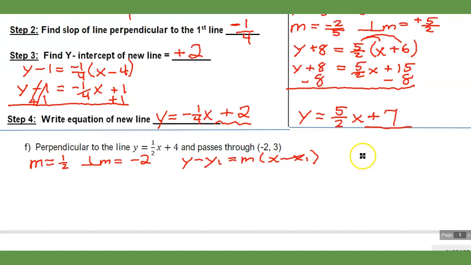And then lastly, you'd have your answer, which is going to be of the form y equals -2x, and then whatever you get from that formula at the very end. Okay. It does become easier. Just watch out for negatives.